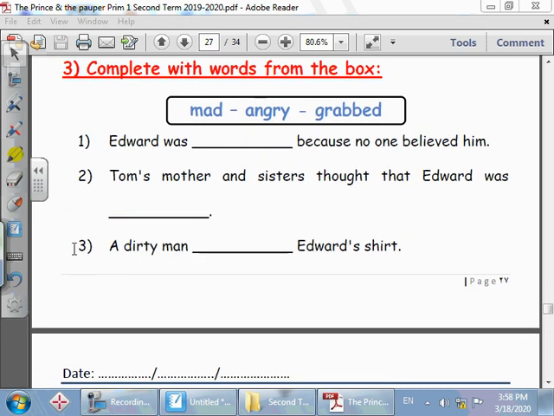Okay, now, question number 3. Complete with words from the box. We have mad, angry, and grabbed. Edward was what? Because no one believed him. Of course, angry. Tom's mother and sisters thought that Edward was mad. A dirty man. What Edward's shirt?